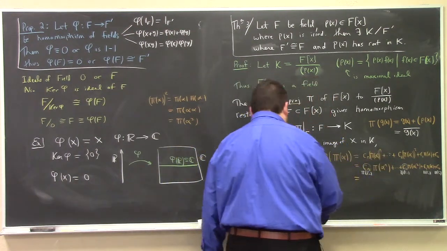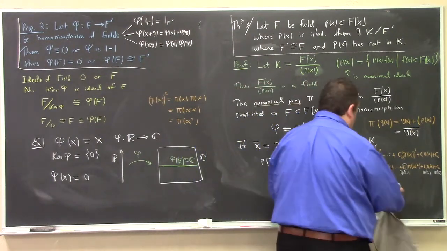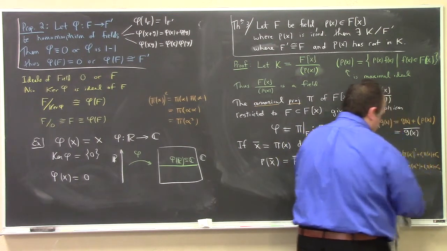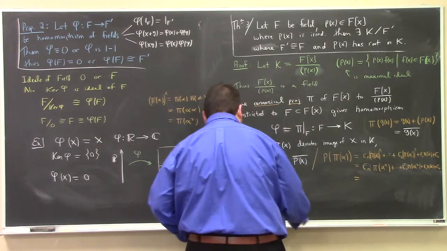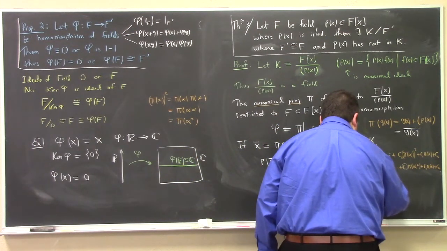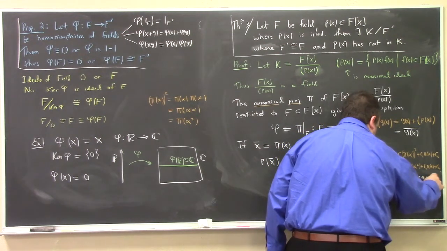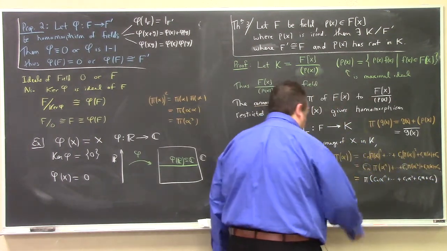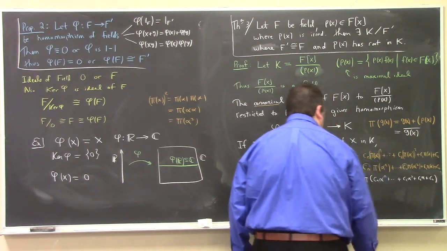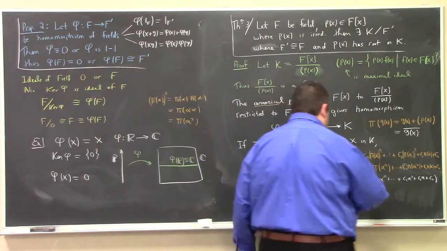Anyway, let me stop writing and just get to the point here. I'm not sure how helpful that comment I just made is. So this is pi of Cn alpha to the n, through C2 alpha squared plus C1 alpha plus C0, which of course is pi of P of alpha.